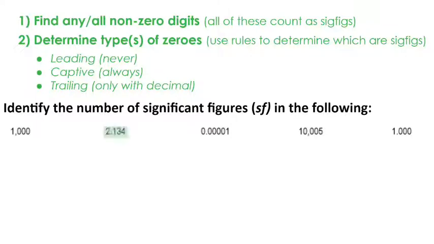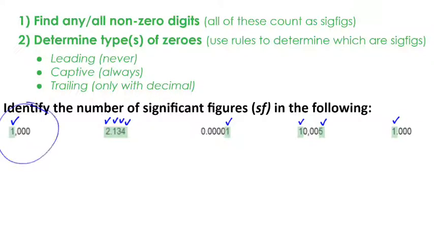So I'm going to start off by highlighting all of my non-zero digits. I can already say that these are all definitely significant figures. And then we're going to look at the rest of the zeros we've got and see if those are going to add to our SigFigs here or not.